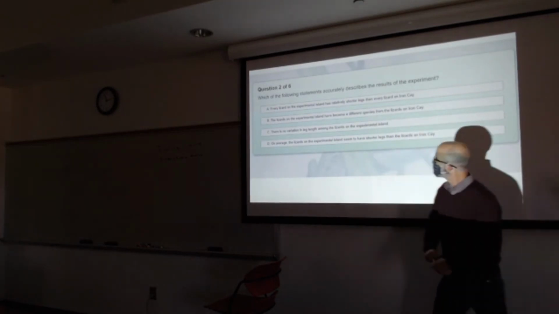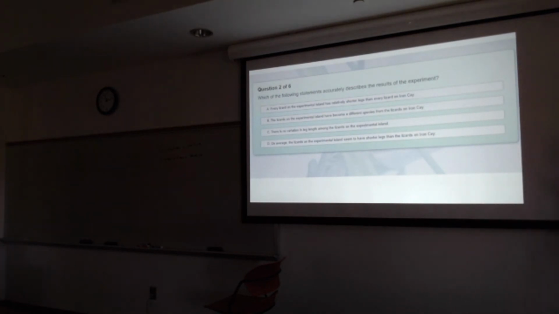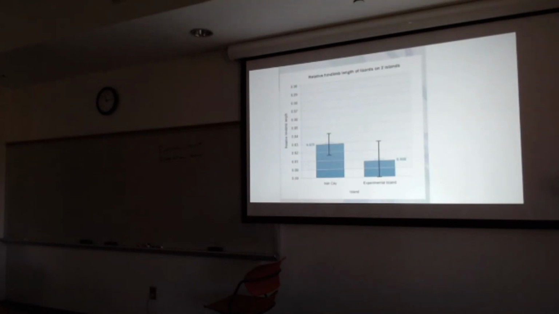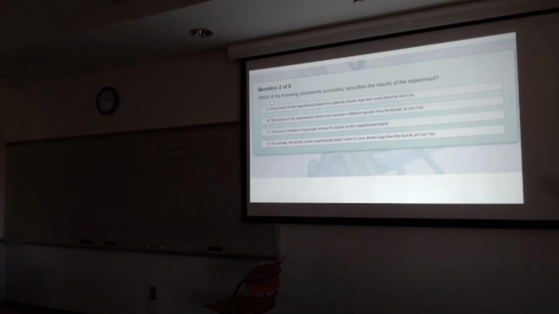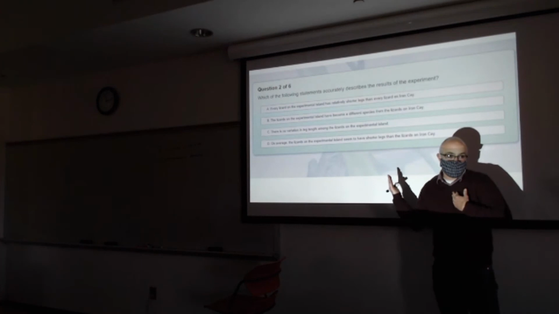What about B? What would you say about that? The answer B. Lizards on experimental island have become a different species from lizards on Iron Cay. So that's not what we're talking about. Different or not. So, where did that come from? You can't see that from the graph, okay? I don't see anything on there about different species. That's something totally different than that. Now, could it be that they have become a different species? I don't know, maybe, but that's not what we're talking about here.